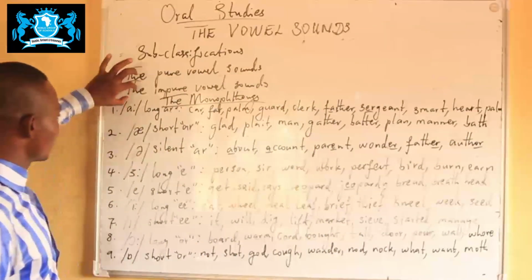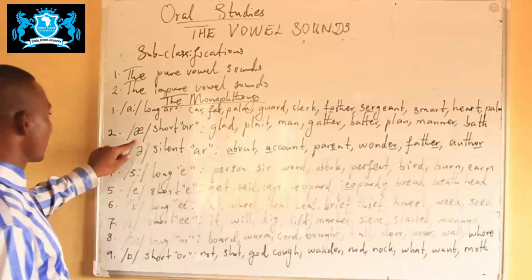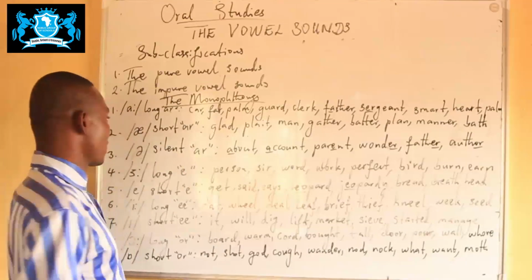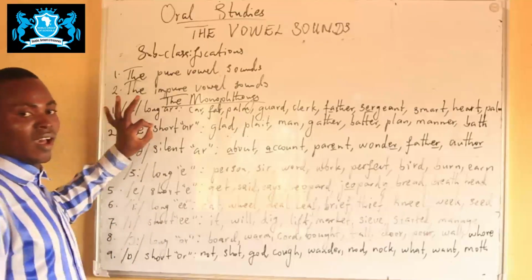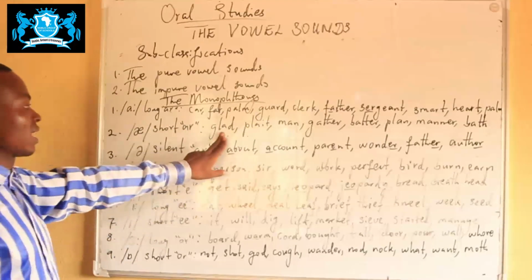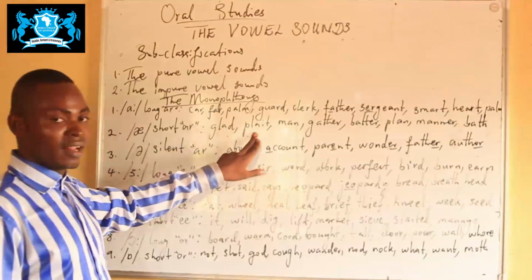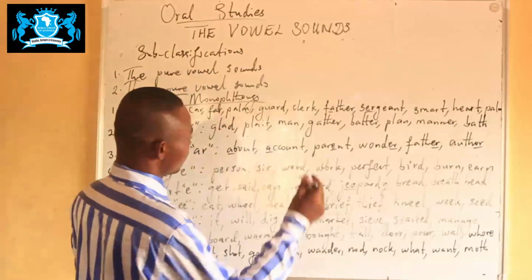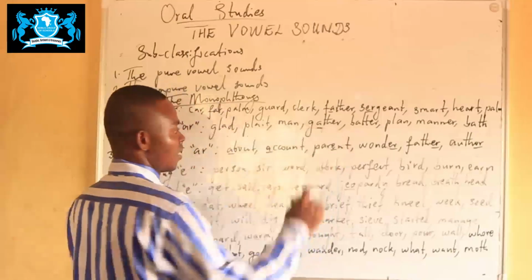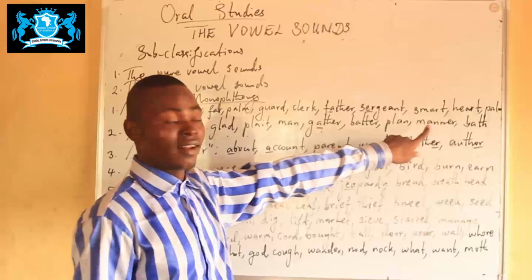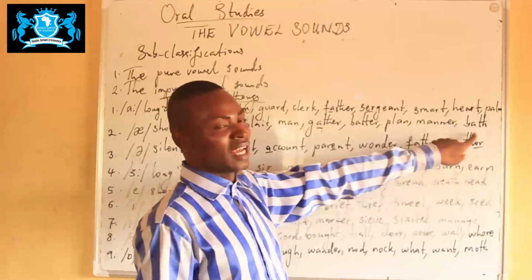After the long A sound, right under it, which is number two, is the short A sound. As in word examples, we have glad, flat, man, gather. Gather, better, plan, man, and bad.